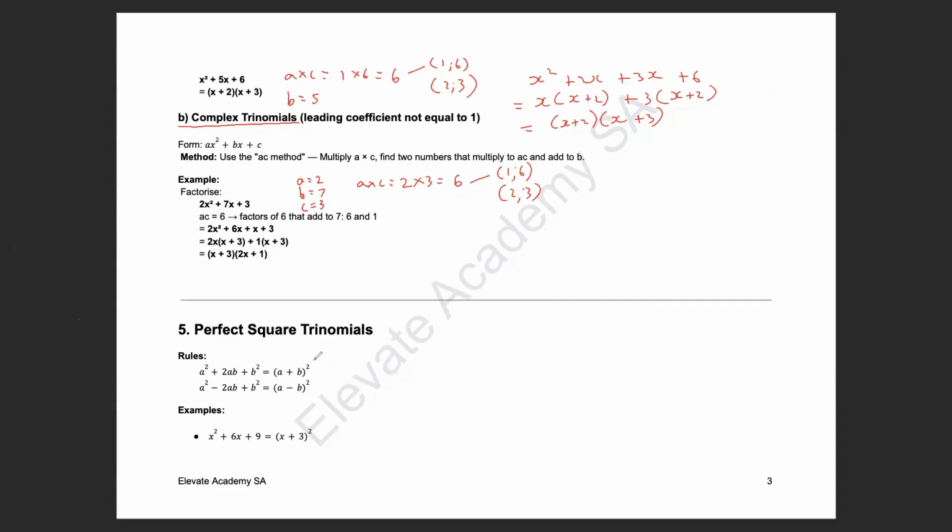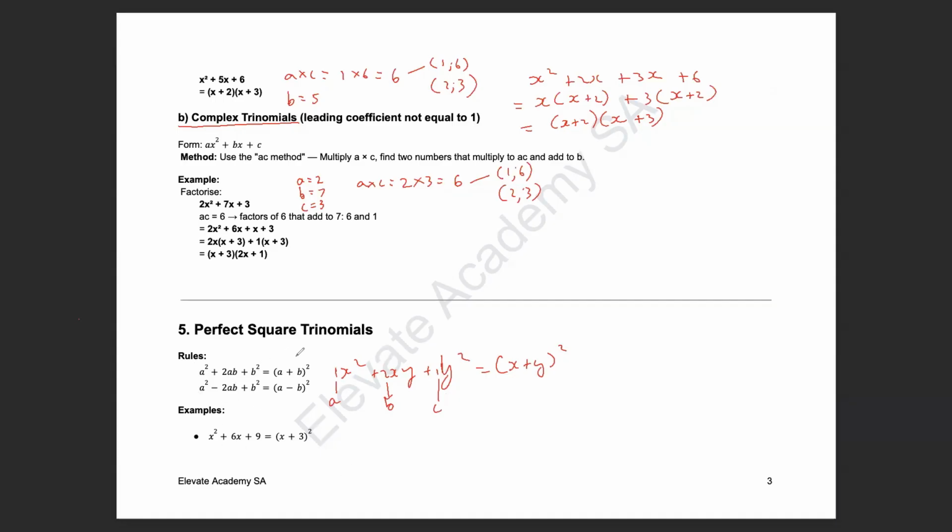Let us now move on to perfect square trinomials. Now, the method that we used in complex trinomials will also work here in perfect square trinomials. And this looks a bit confusing here, but if I just rewrite this rule as x squared plus 2xy plus y squared is equal to x plus y squared, maybe this makes a bit more sense. Because there's a 1 here, that's our A, there's a 2 here, that's our B, and then there's a 1 here, that's our C, and it works the exact same way, which we will see in this example here.